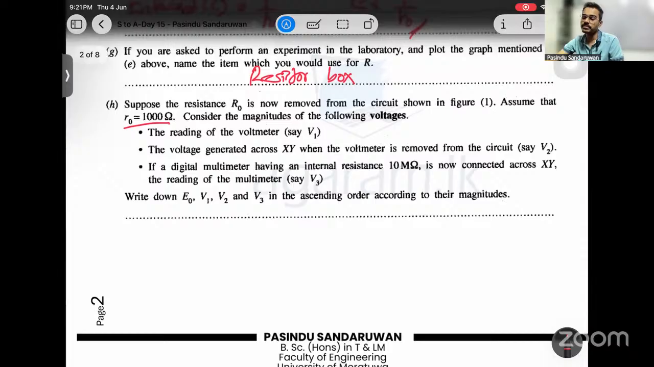Right. The minimum reading should be the voltmeter reading now, because it has a resistance of 1000 ohms. Lower the resistance, higher the absorption of voltage, because the resistors are in a parallel combination.